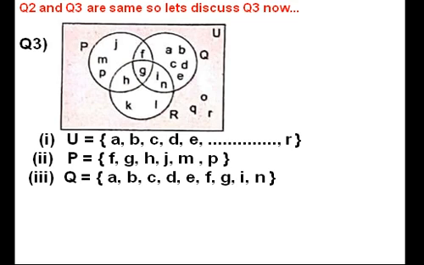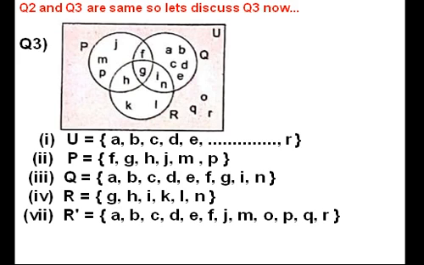The third part is the elements of Q. That means all the elements written in the circle of Q. So the answer is A, B, C, D, E, F, G, I, N. The fourth part is to find the elements of R. So elements written in the circle of R, G, H, I, K, L, N is the answer.